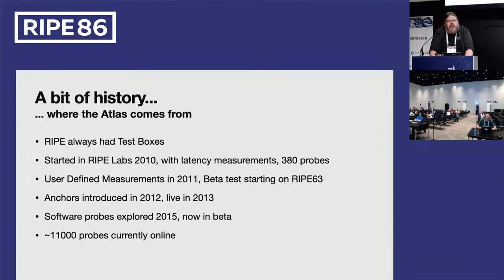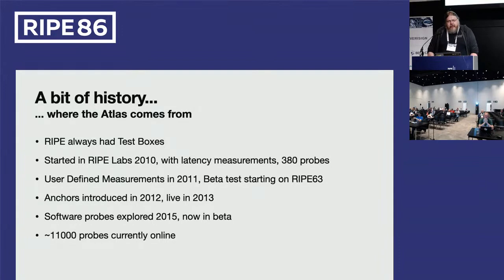RIPE always had those test boxes where they did measurements to get the reachability of the K-root server, latency from certain autonomous systems. And RIPE Labs started in 2010 with about 380 probes. Atlas gained user-defined measurements in 2011. Before that, it was just ICMP probes and a bit of custom stuff. And beta testing started at RIPE 63.